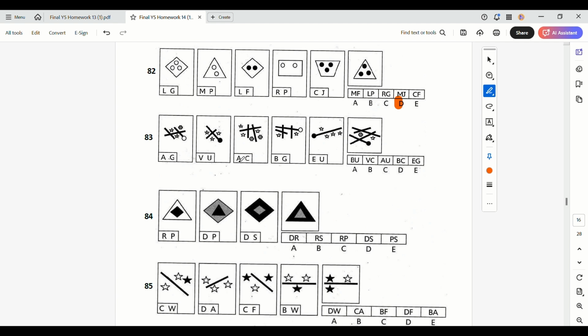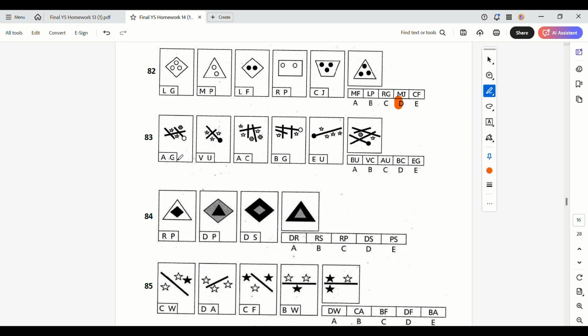Question 83. We've got A and A. What's similar between these two? Well, they've both got 2 intersections between the lines, so that could be it. Let's see if there's anything else. V would mean 1 intersection, B would mean 2 intersections, and E would mean no intersections. That seems to fit the rest of the rules, so that seems okay. That means we would have to have B as our starting letter, so it can be one of these options.